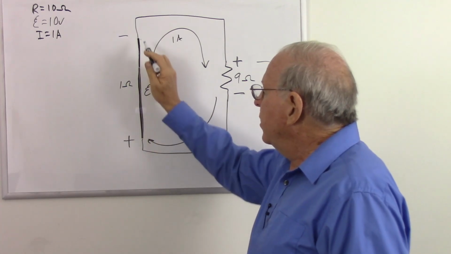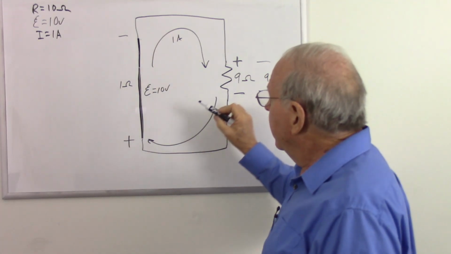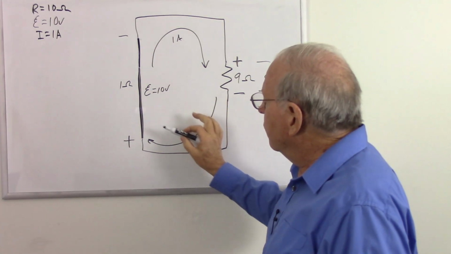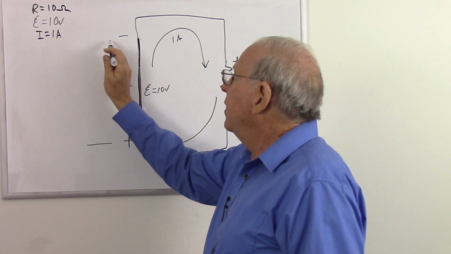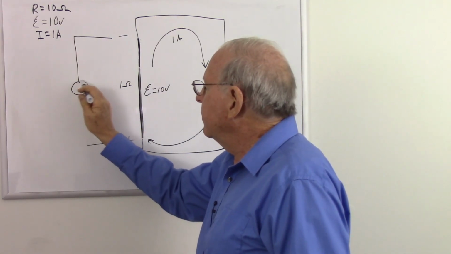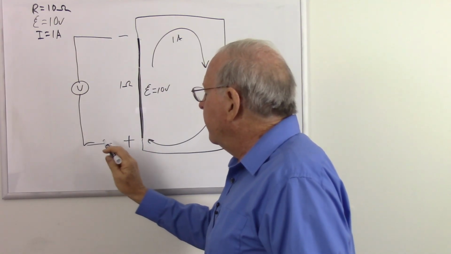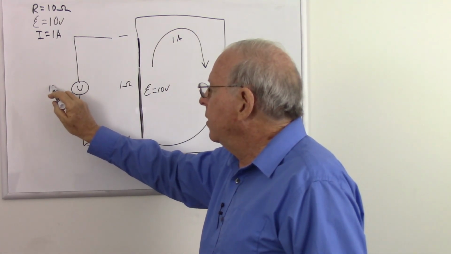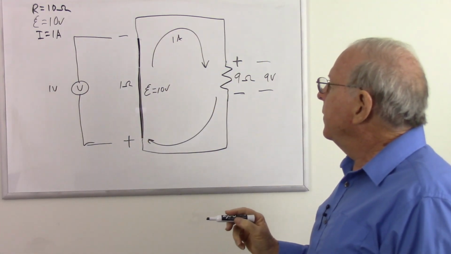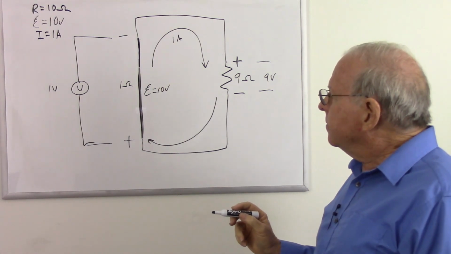So what voltage do we expect across this 1 ohm resistor? Well, we have 1 amp going through 1 ohm. It's entering here, so we get a higher voltage there. We'll put a little voltmeter out here. And we expect 1 amp, 1 ohm. We expect 1 volt.